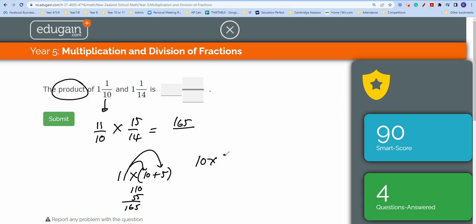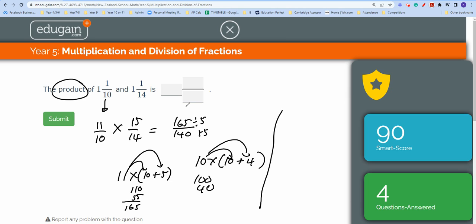And 10 times 14 is the same as 10 times 10 plus 10 times 4, so that's 100 plus 40, which is 140. Now we can divide each of these by 5. You can calculate it, but the one thing to make your life easier would be to rather not do this. Rather simplify it over here, and that would make your life much easier. Let me show you what I mean.